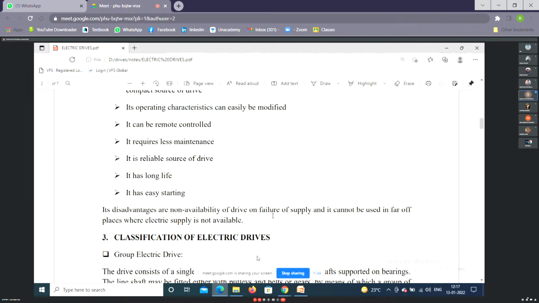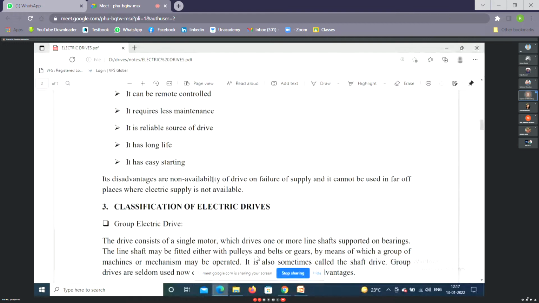The disadvantage is the non-availability of the drive on failure of supply. That is obvious. If there is a supply failure, the whole system will shut down, and it can be used only if we have an electric supply network. So initially, that electrification requires a huge amount of money.